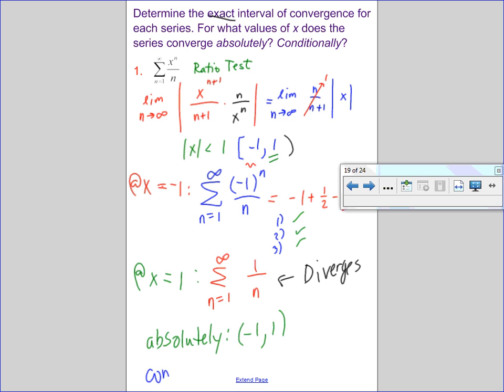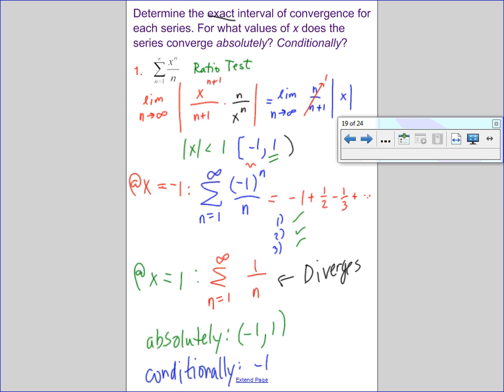conditionally -1 is on the x value, right? Because it does converge at x equals -1, just not absolutely. Absolutely at x equals -1 would be the harmonic series, which diverges, which is what we got when x equals +1. Wow, a lot to think about, a lot going on. We're going to do a couple more of these to practice.